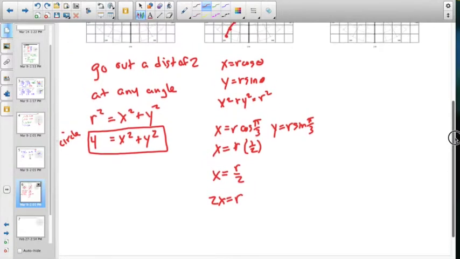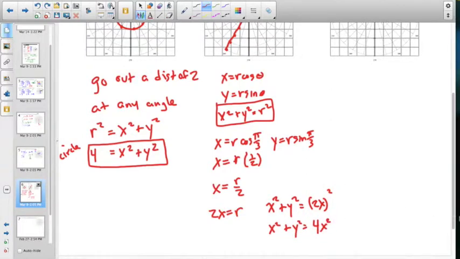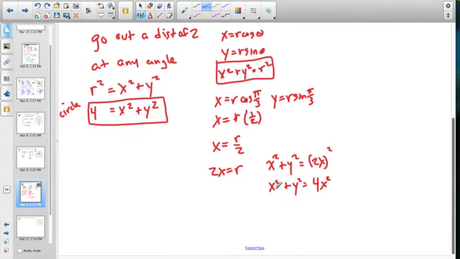And so I'm going to substitute that back in for this expression. So if I did that, then I would have x squared plus y squared equals (2x) squared. And then I'm going to simplify this here. So that's equal to 4x squared. And I'm going to bring this over. So I get y squared equals 3x squared. And then I'm going to take the square root. So I get y equals the square root of 3 times x.